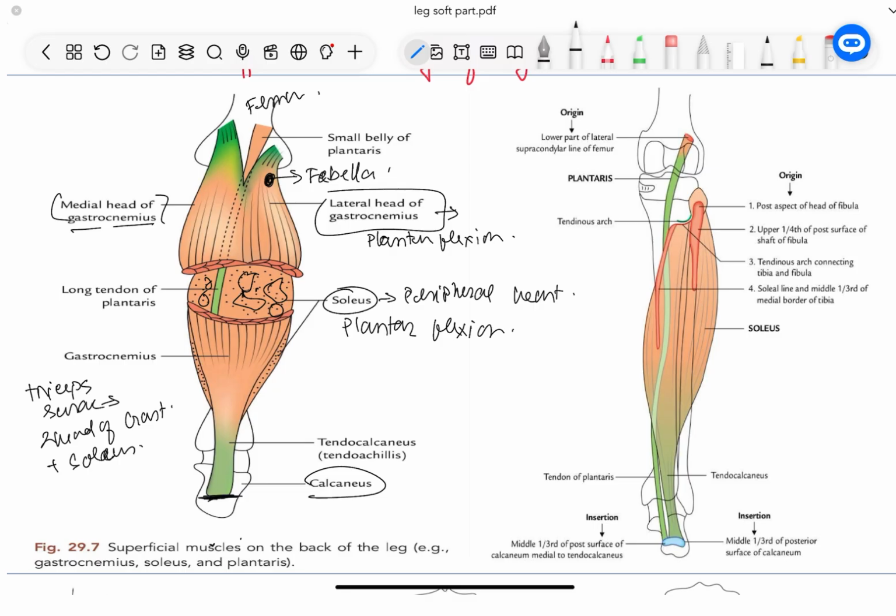Then one more muscle is called plantaris. This is also a superficial muscle. Gastrocnemius, soleus, after that plantaris. The homologous muscle of plantaris in our upper limb is the palmaris longus. It has a very short belly and a long tendon.